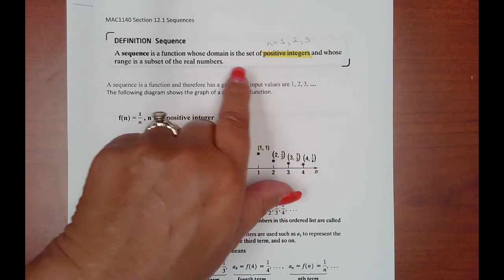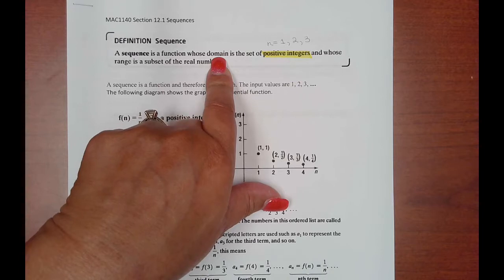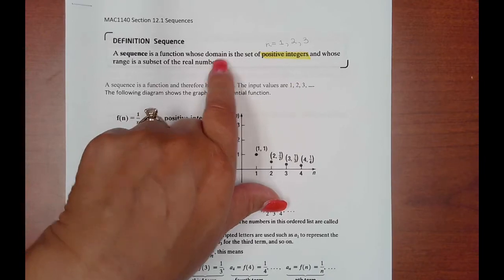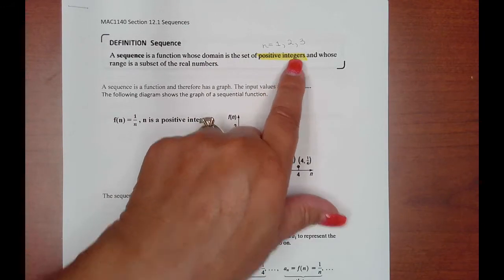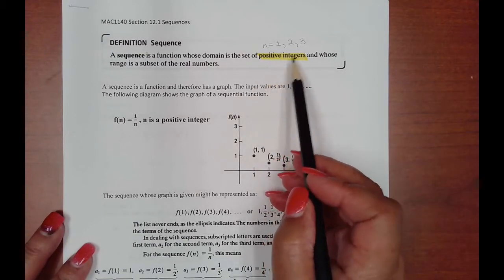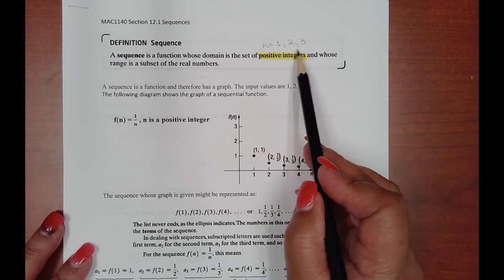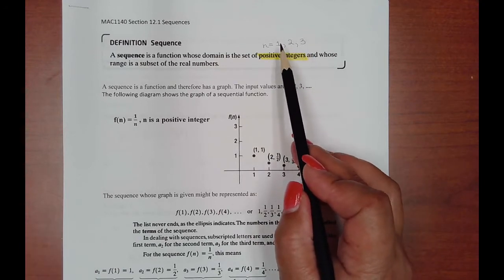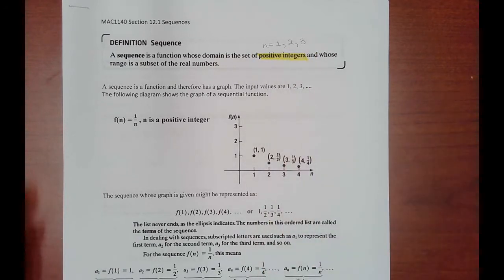So what we're saying when we talk about the domain is basically you're being told what you're allowed to plug in for n, and you may only use positive integers. So although the set of integers includes zeros and negatives, while working with sequences, you will only be plugging in numbers such as 1, 2, 3, all the positive integers.